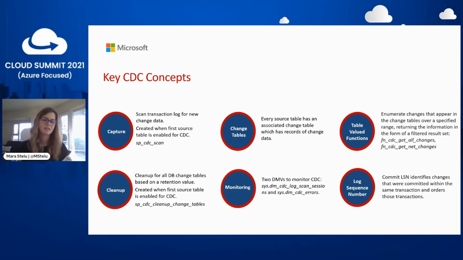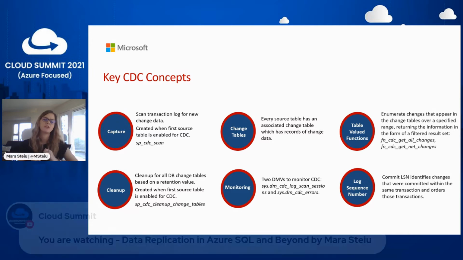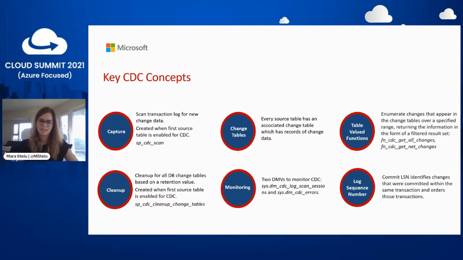Then you have the change table. So for every source table enabled for CDC, you have an associated change table created. Then you can do monitoring. So these are two DMVs that you can use to monitor CDC. Then you have table valued functions. So these allow you to take the changes over a specified range and return them in a filtered result set. So you get all changes by default. You can also enable it such that you get net changes. And we'll see in the demo how you can do that.